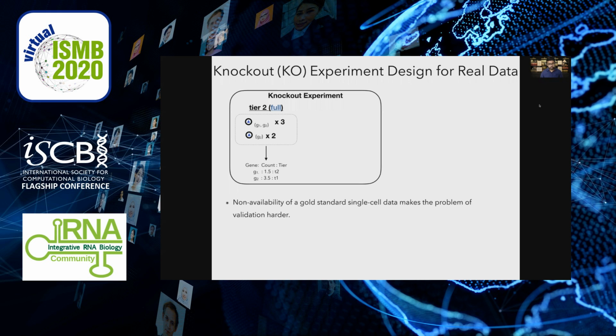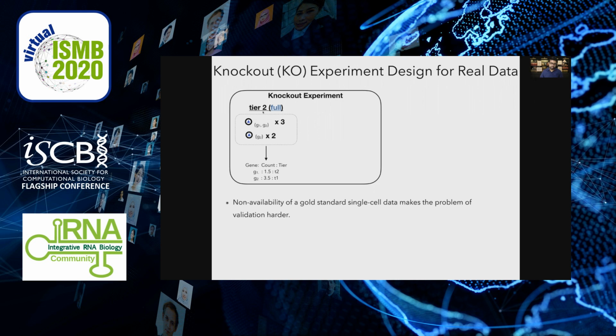Great. We're doing much better in the simulated dataset, but how about real datasets? It turns out the non-availability of a gold standard makes the validation task on real datasets a bit harder. We need to come up with some ideas so that we can validate on the real dataset, and we came up with a knockout experiment.